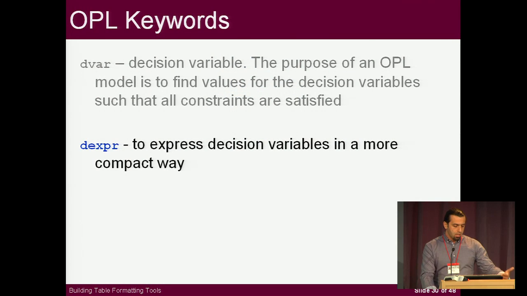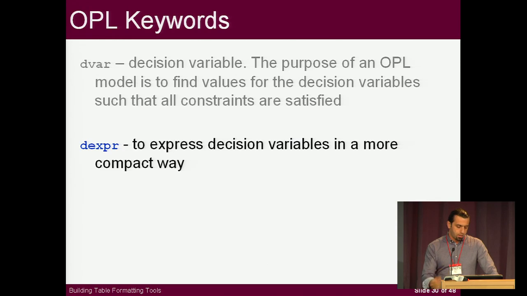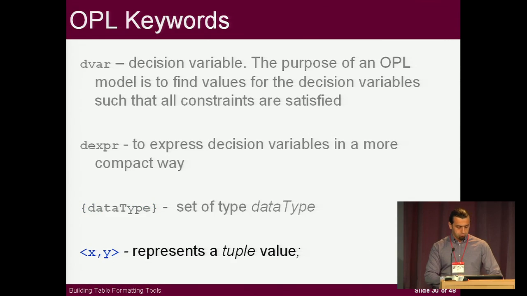Just quickly to demonstrate the model, I'm going to introduce a couple of keywords. dvar is a decision variable, and the purpose of an OPL model is to find values for those decision variables. An expression is an expression decision variable in a more compact way, and between curly brackets, it's a set of data type.